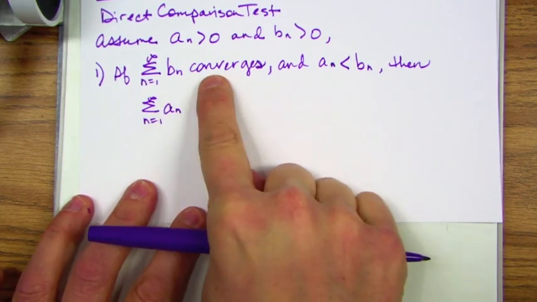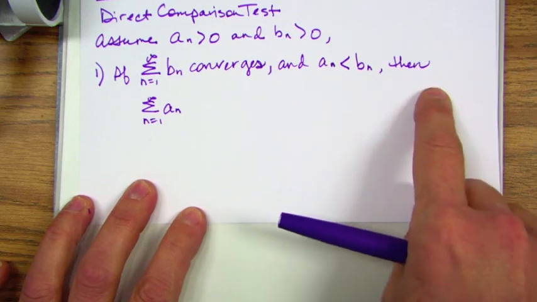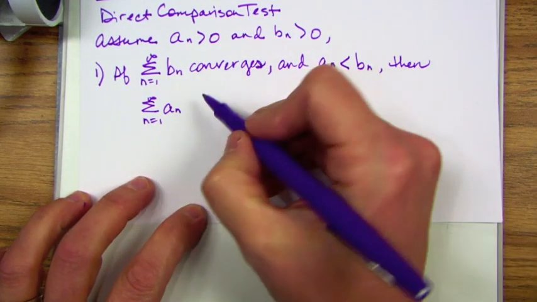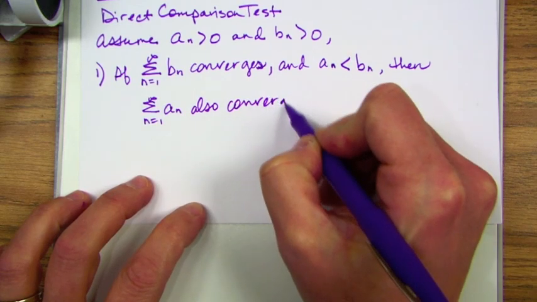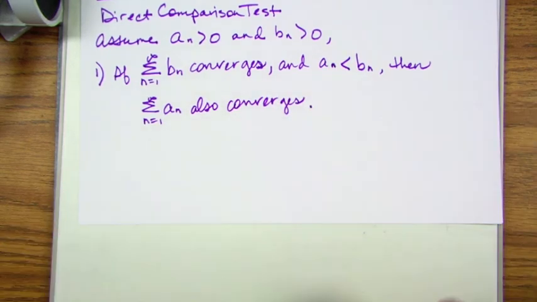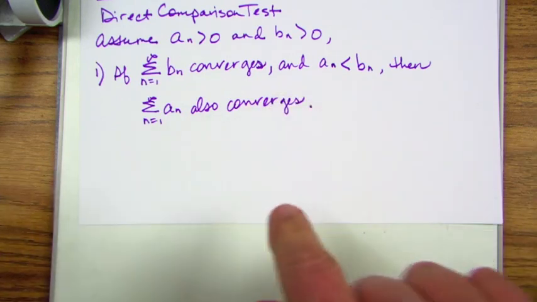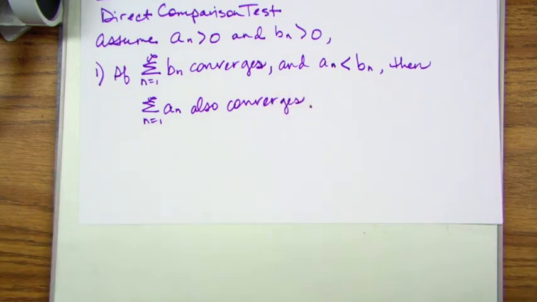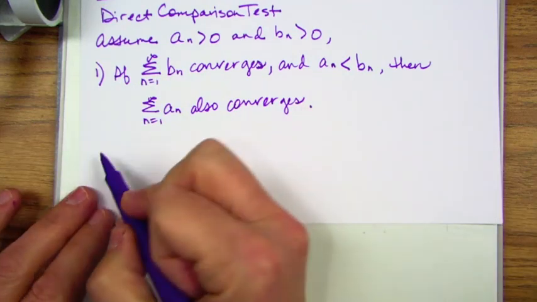If B sub n converges and A sub n is less than B sub n, then this one also converges. Good. And I don't suggest memorizing that statement, okay? You have to think about it. Think about the growth rates, but here it is summarized for you, so that you do have it.